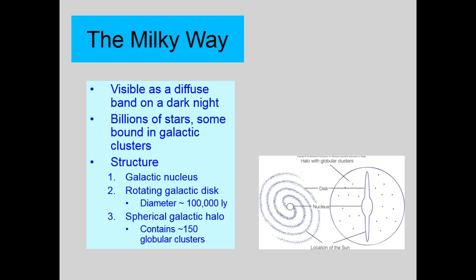All right. Now, there are also spherical galactic halos. That's what this is. And when we do our solar system, you'll see something that looks a lot like this. Around it, this is the nucleus. There's the spirals, the disk, and then still around it you have these spherical galactic halos, containing about 150 globular clusters of other stars.